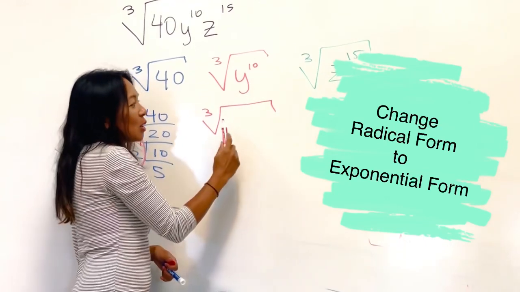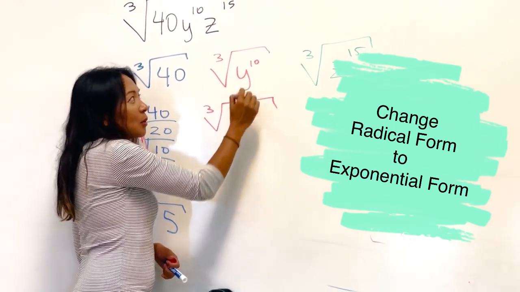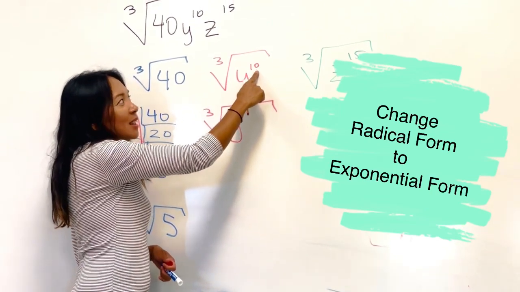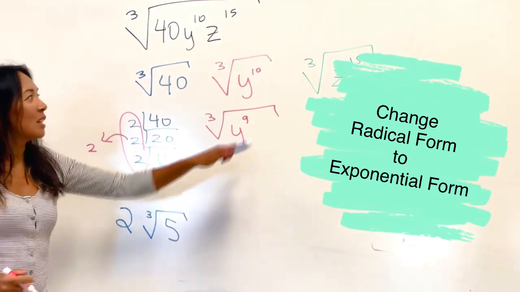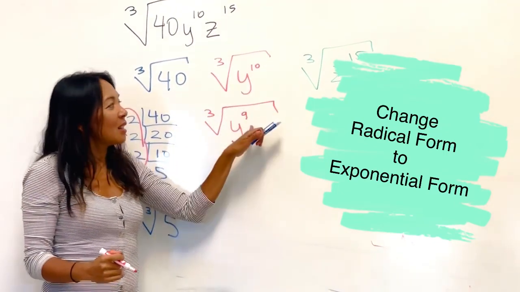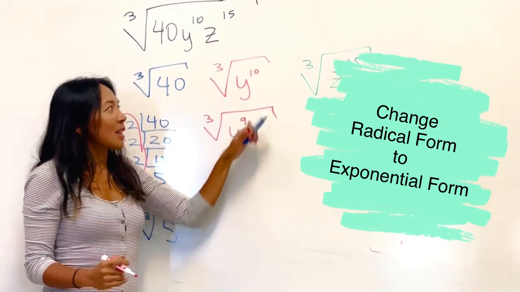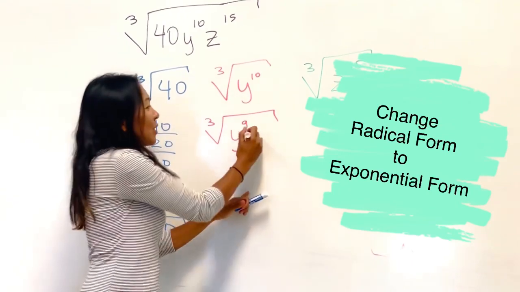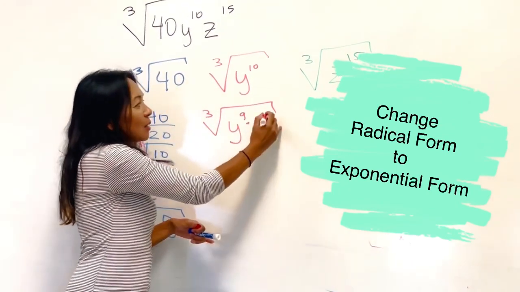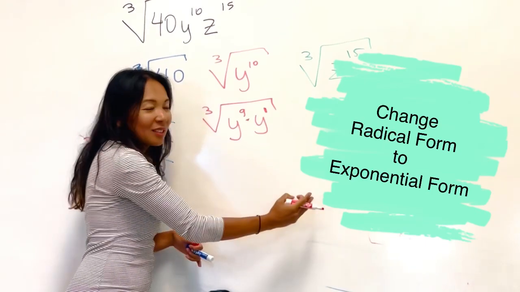Y to the 10th, you could write it as y to what power? What's a number less than 10 that can be divided by 3? 9. So you want to pick the biggest number, right? The biggest number less than 10 that's divisible by 3 is 9. Y to the 9. But I can't change the value, y to the 10th, so what do I need? Times y, right? Because I need another y. So then you can put y to the 1 if it helps you to remember there's 10 y's total, right?